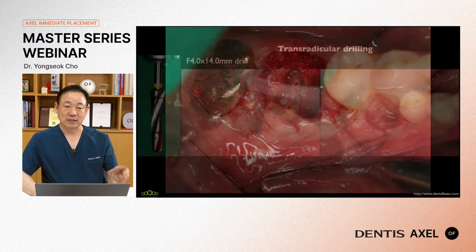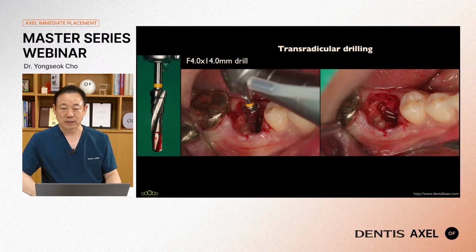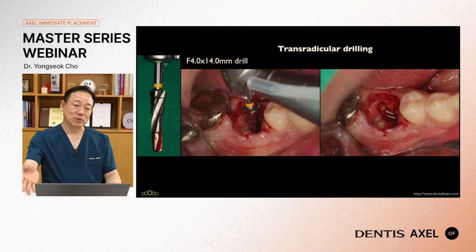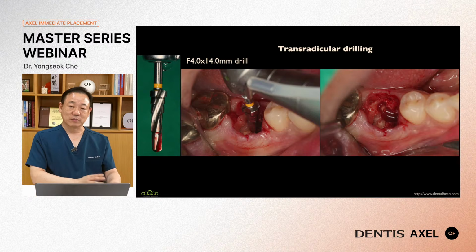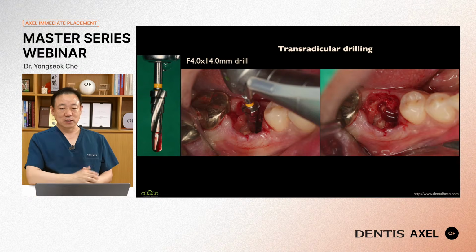transradicular drilling, like this. Without extracting root, prep osteotomy at ideal position. Okay. Here, I used the 4 by 40 mm long drill, and transradicular drilling was finished. After drilling, try to extract the root. Sometimes you can very easily remove the root. However, in some cases, even after transradicular drilling, still it is difficult.